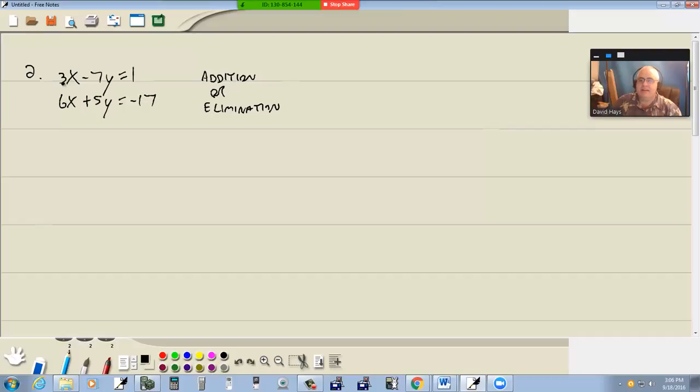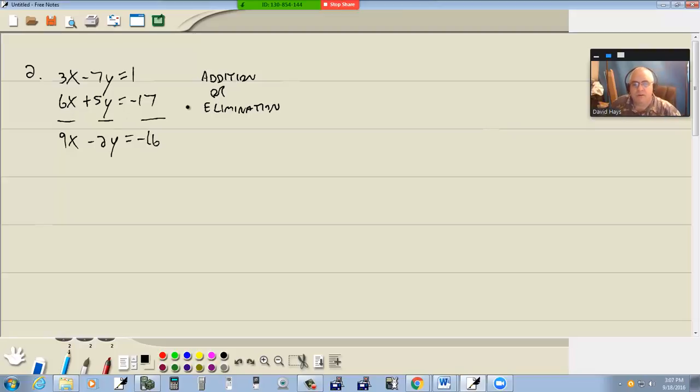Now our idea is that we want to add these two equations together. That's the addition part. Now I'm going to go ahead and do this. It's wrong, so we'll see why. 3x plus 6x is 9x. -7y plus 5y is -2y. 1 minus 17 is -16. So we just added the equations. Specifically, we added like terms.